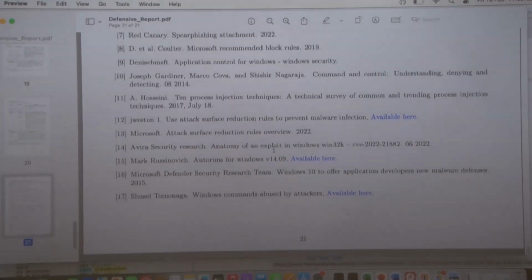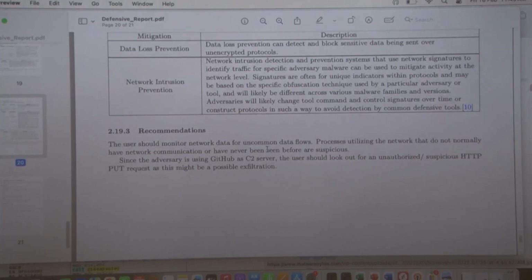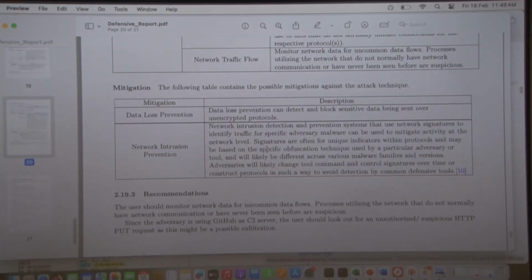So this is all, and the syllabus for the midterm exam covers everything up to today's class. If you have any doubts, we can discuss.